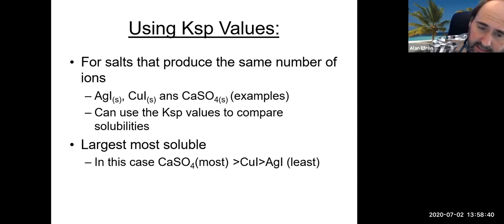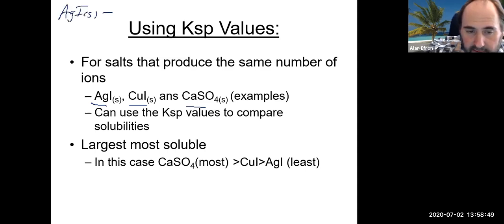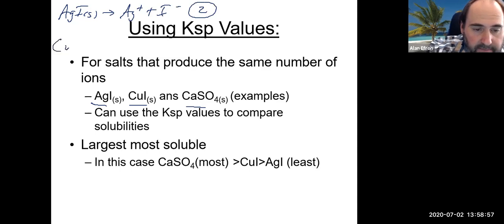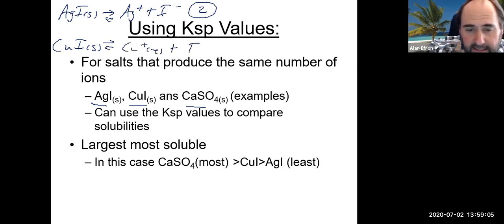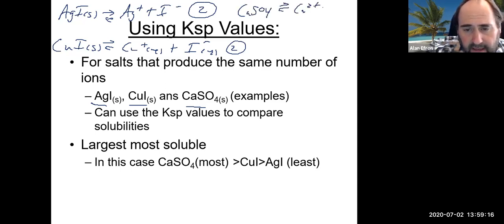So what we mean by that is if we take these 3 here, that is silver iodide, which means when the silver iodide breaks apart, we get a silver ion and an iodide ion. And my math tells me that is 2 total ions. That is copper 1 iodide. When it breaks apart, you're going to get a copper 1 ion and an iodide ion. That also is 2 total ions on the product side. And lastly, here is calcium sulfate. When it breaks apart, you get a calcium ion and a sulfate ion, which again is 2.